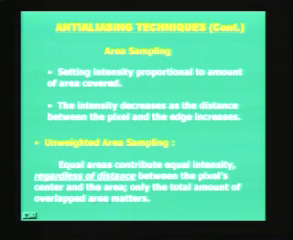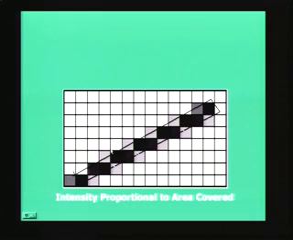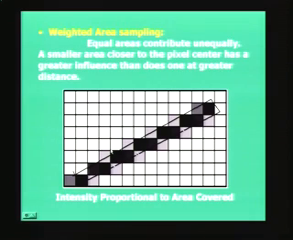Since the total amount of area overlapped matters only, regardless of distance, it is called unweighted area sampling. There exists a weighted area sampling which we will understand now. This is the concept of weighted area sampling as given on the top of the screen. Remember, the one at the bottom is an example of unweighted area sampling, because it is written clearly that the intensity is proportional to the area covered.